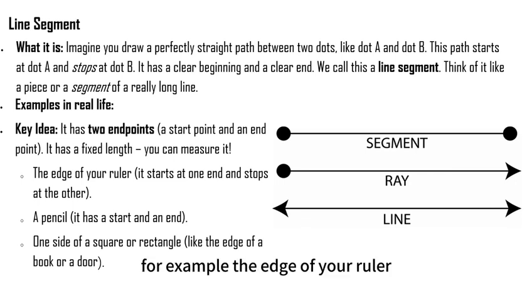For example, the edge of your ruler. It starts at one end and stops at the other. Or a pencil, because it has a start and an end. Or one side of a square or rectangle, like the edge of a book or door.